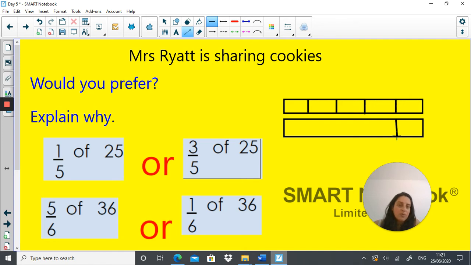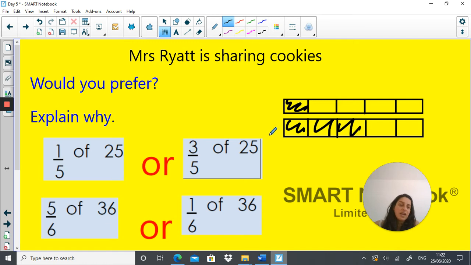We divide the bottom one into 5 equal parts. 1, 2, 3. Right, so you have 2 rectangles that are equal size. Each rectangle represents 25 cookies. So 1/5 of 25 cookies would be this, and 3/5 of 25 cookies would be this many rectangles. So it's obvious that 3/5 of the 25 cookies would give you more. So you would prefer to have 3/5 of 25.